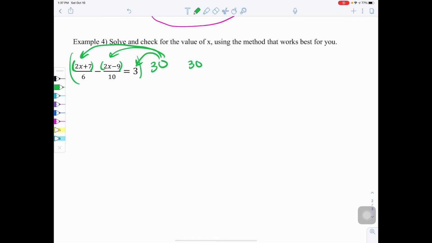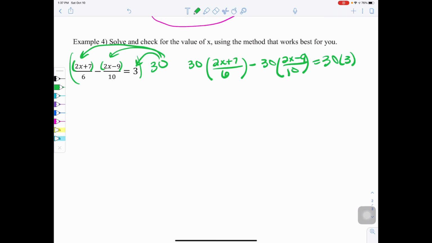So you really have 30 times 2x plus 7 over 6. Then you have minus another 30 times 2x minus 9 over 10. And then you have 30 times 3. So again, if we do it this way, we can cross cancel. 6 goes into 30 5 times, 10 goes into 30 3 times, and we can't cross cancel on the right. So you need to keep that 2x plus 7 in parentheses. We have 5 times 2x plus 7 minus 3 times 2x minus 9 equals 90.